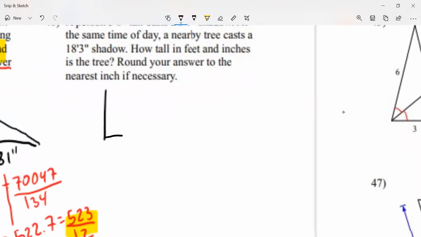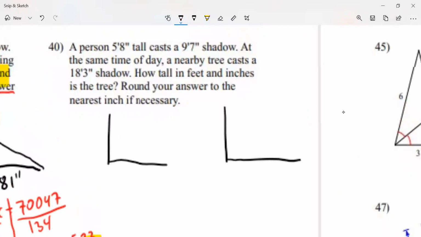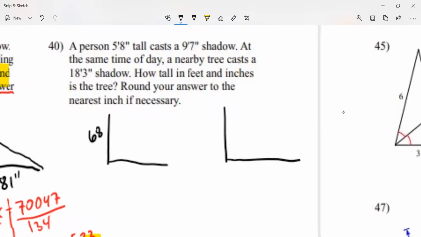Here's a person, there's the shadow, there's going to be a tree, there's going to be a shadow. So the person is 5 feet 8 inches. So I'm just going to go 5 times 12 plus 8. So in inches, this person is 68 inches. I've made everything into inches, right? 5 times 12 plus 8.